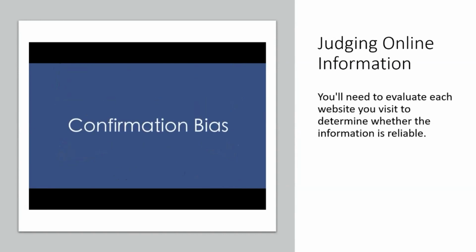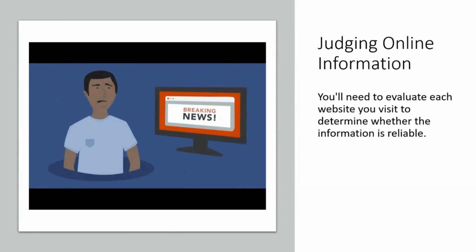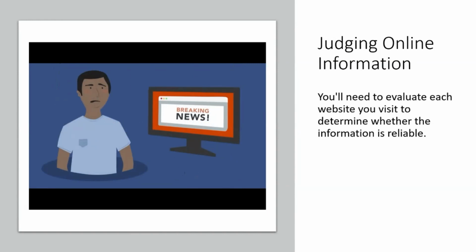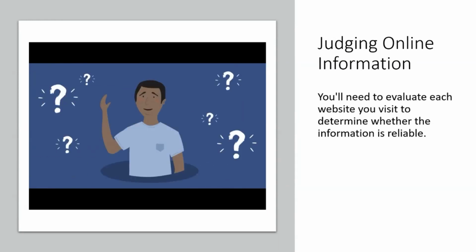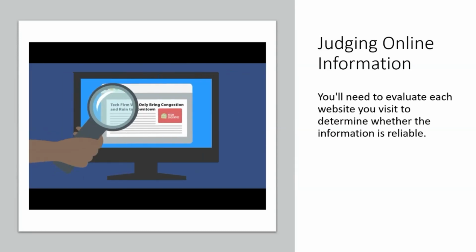Confirmation bias is the tendency to seek out and favor information that reinforces your existing beliefs, and it can make it harder to look at a site objectively. To get over confirmation bias, ask questions to try and understand different viewpoints, and investigate the accuracy of all the information you consume, whether you agree with it or not.